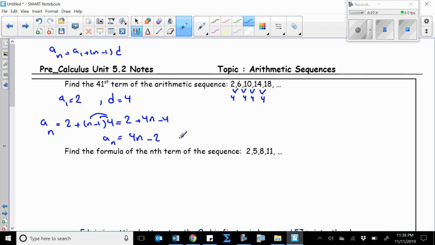Now, in order to find a41, I just need to replace 41 for n. So it will be 4 times 41 minus 2. This will be equal to 162.